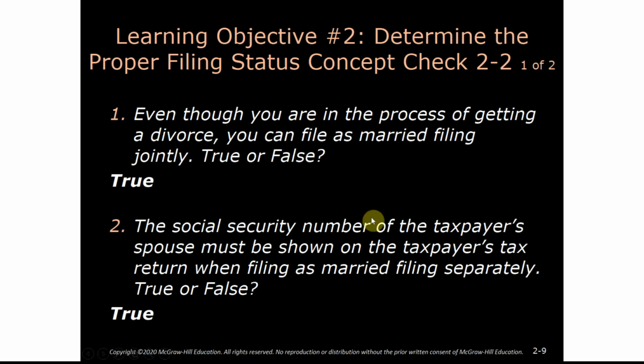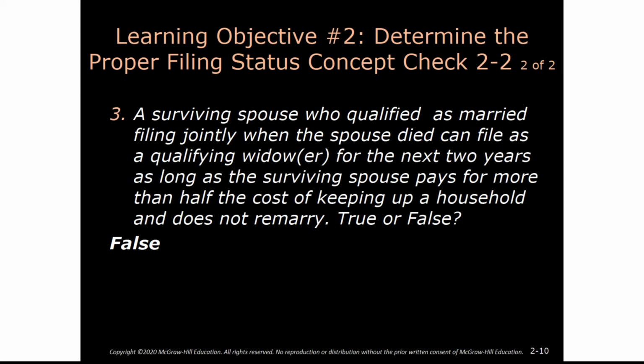So just to review, even though you are in the process of getting a divorce, you can file as married filing jointly, and the answer is true. As I mentioned earlier, the Social Security number of the taxpayer's spouse must be shown in the taxpayer's return. They're filing separately, and the answer is true. So if a Social Security number of one taxpayer is listed on the return when they're filing separately, they must also include the other spouse's Social Security number. And that is true of both spouses.